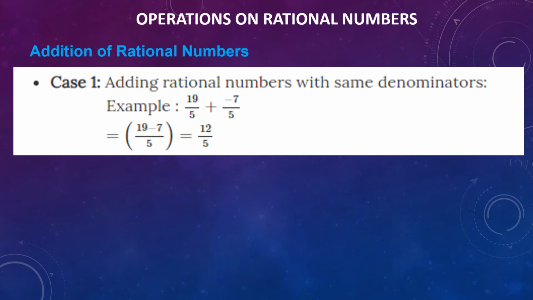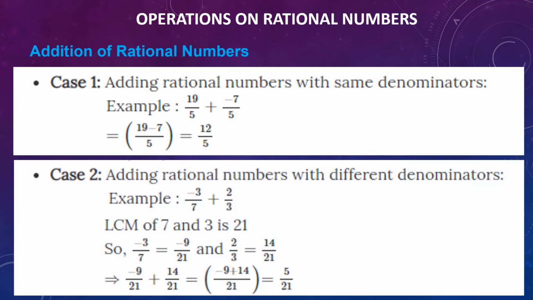Then, case 2. Adding rational numbers with different denominators. For example, negative 3 by 7 plus 2 by 3. First we have to make the denominator same by taking the LCM of 7 and 3, and LCM is equal to 21. So negative 3 by 7 can be written as negative 9 by 21 and 2 by 3 can be written as 14 by 21. Now you can add in the same manner and you will get the answer as 5 by 21.